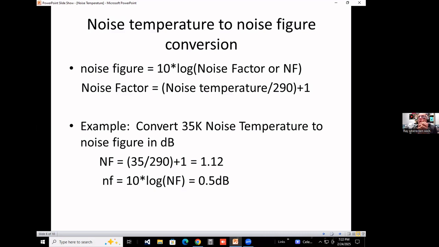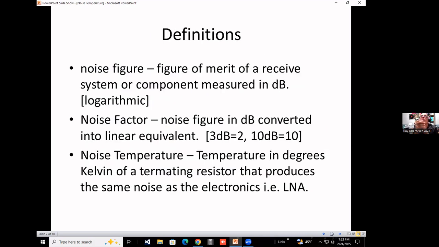So now take an example: you can convert a 35-degree noise temperature, which would be a very good preamp, to noise figure in dB. So you take the noise temperature, 35, divided by 290, plus 1, which gives you a noise factor of 1.12. And then the noise figure, the little letters, is equal to 10 times the log of the noise factor, which in this case comes out to be right under 0.5 dB. It's just barely under that, 0.492 or something like that I computed. So that's the mathematics. Now we'll make it simpler.